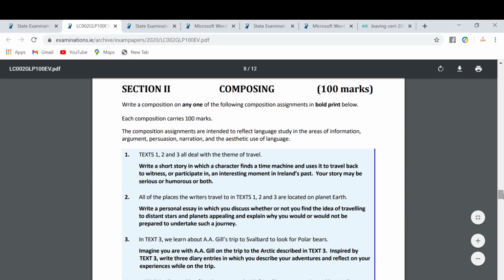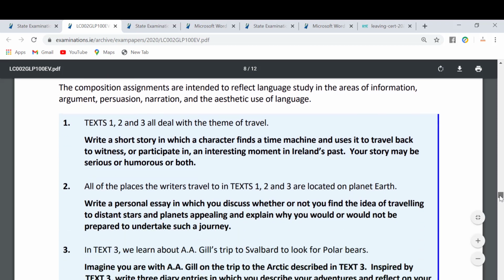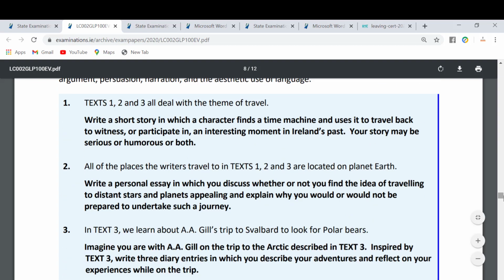Section 2 is composing. There is no change to this section this year. It is still worth 100 marks, and students are asked to write a composition on any one of the following compositions, assignments in bold print below. So as always, you have a choice of 7. Okay, and you just have to choose one. And the title of the composition is always the bold writing, not the writing on top, just the bold writing.